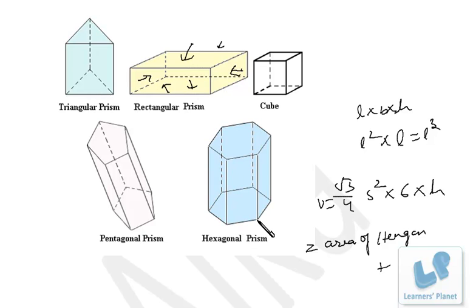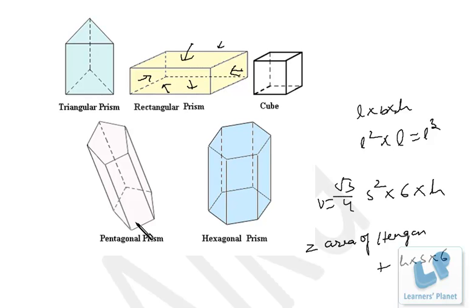So suppose the height of this is h, and the side of this is s, and like this there will be 6 rectangles. So you can calculate the total surface area of this hexagonal prism. Similarly, for a pentagonal prism, the base area, that will be the area of this pentagon, into height, that will be the volume, and the base area, this area, and 5 rectangles will be there, and they will give you the total surface area of this pentagonal prism.